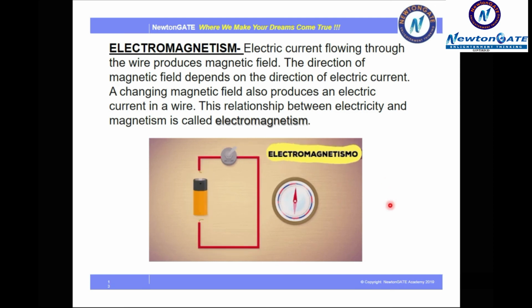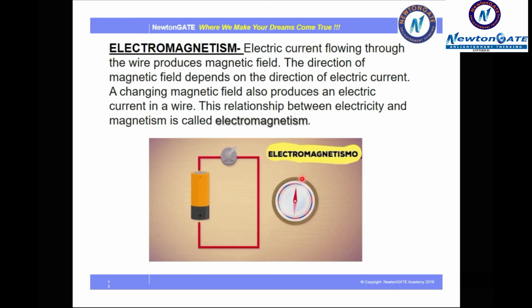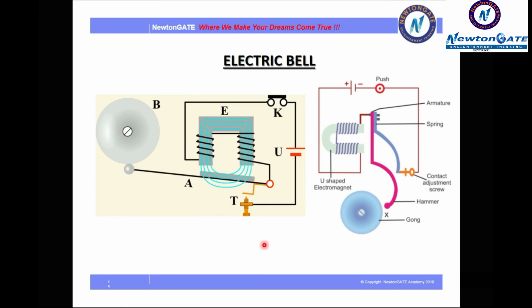Simultaneously it's happening. A changing magnetic field can also produce an electric current in a wire, but this is not in your syllabus now. You will learn about this later in your higher classes. So this relationship between electricity and magnetism is called electromagnetism. By this compass we are finding the direction of the magnetic field. So it is an application of the electromagnet.